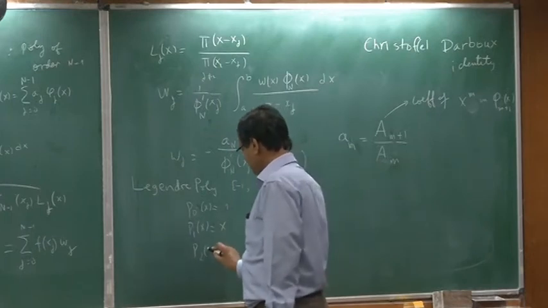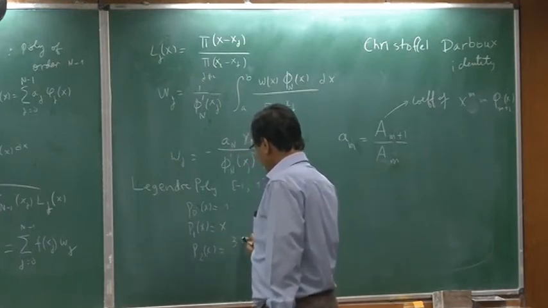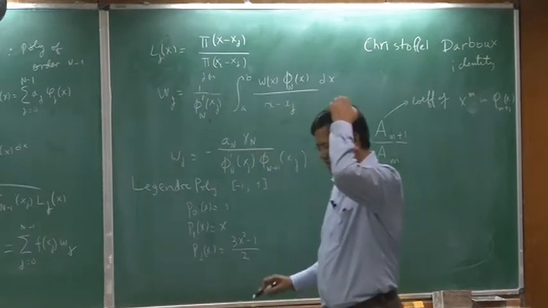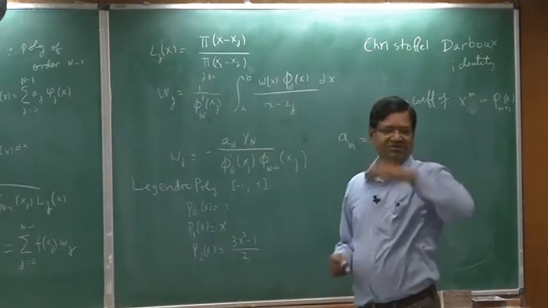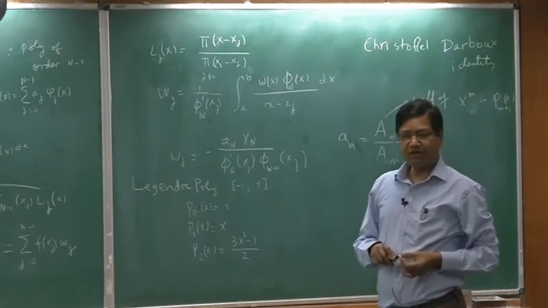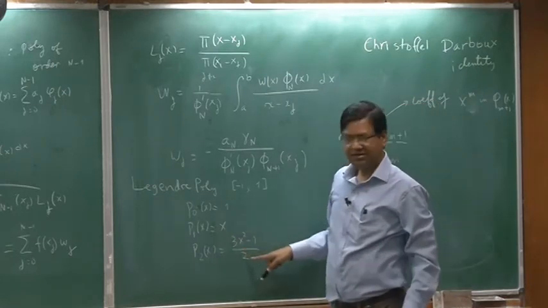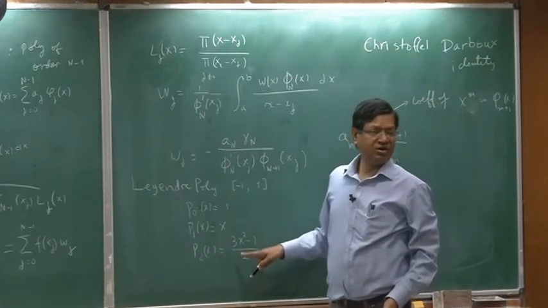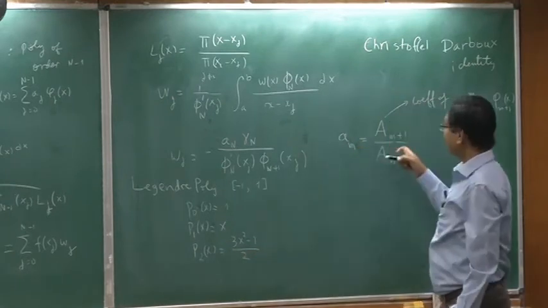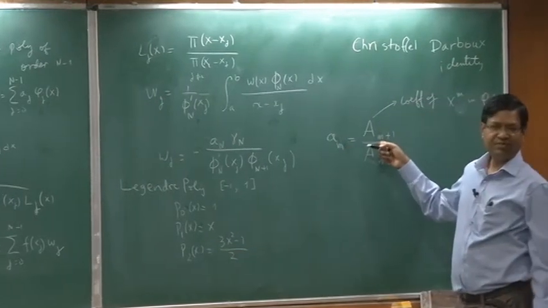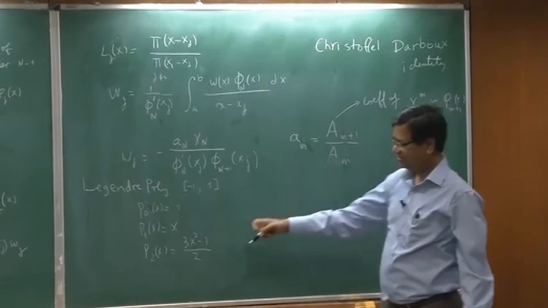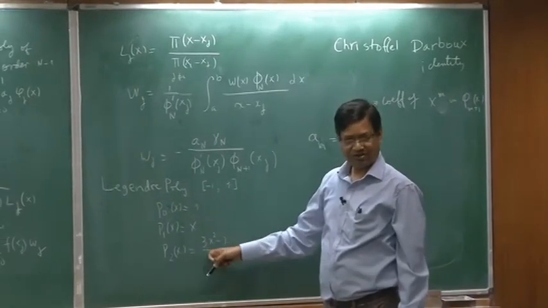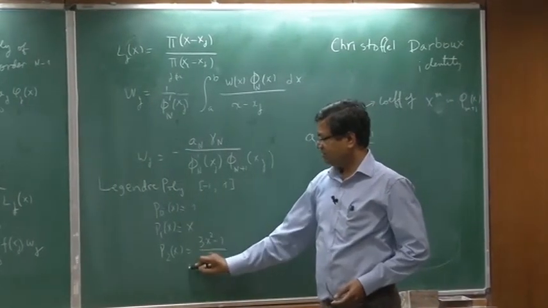P2 of x is 3x squared minus 1 by 2, and so on. P3 of x, P4 of x. Okay, and you see the factor is not 1. The first coefficient, AM, is not 1 here. Here AM is 1, but not here, and so on.